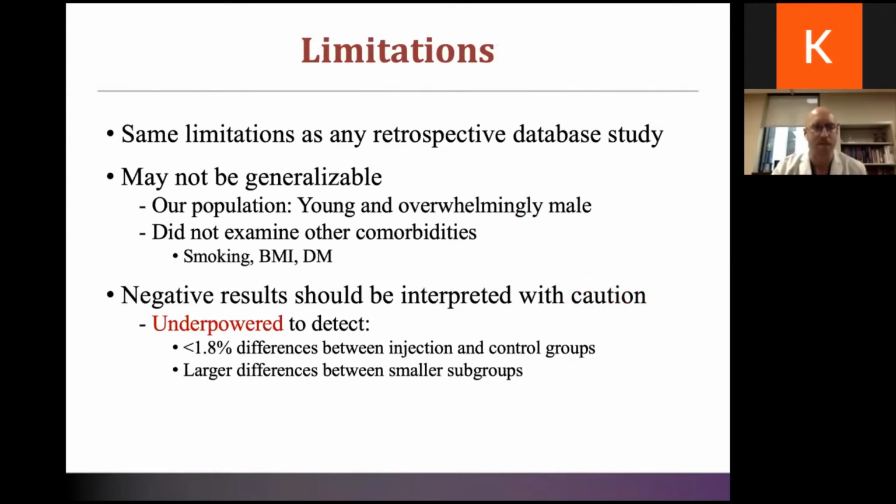We had the same limitations that any large retrospective database review study does, and our results may not be exactly generalizable to everyone else's practice, seeing as our young active duty population is majority male, and like I said, our average age is 43. We also didn't go into significant detail trying to stratify by smoking, BMI, or diabetes.